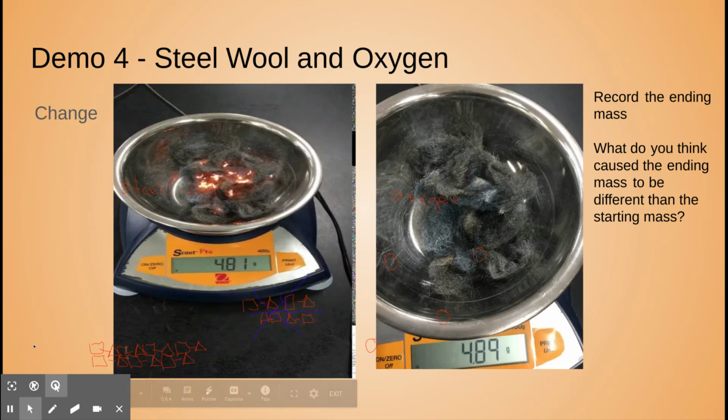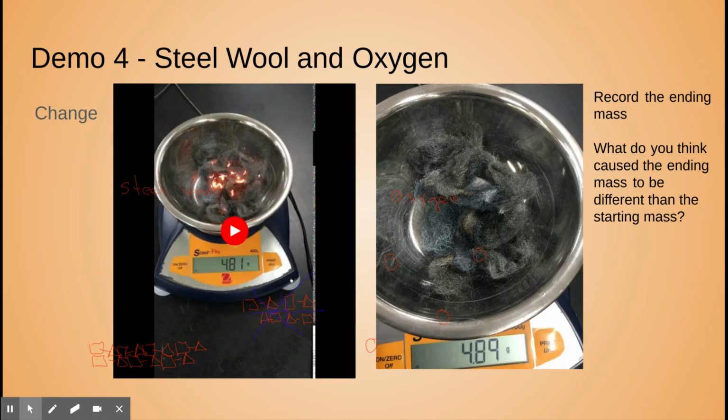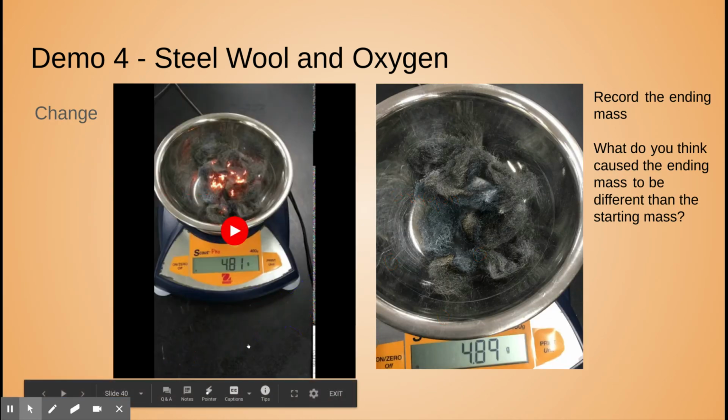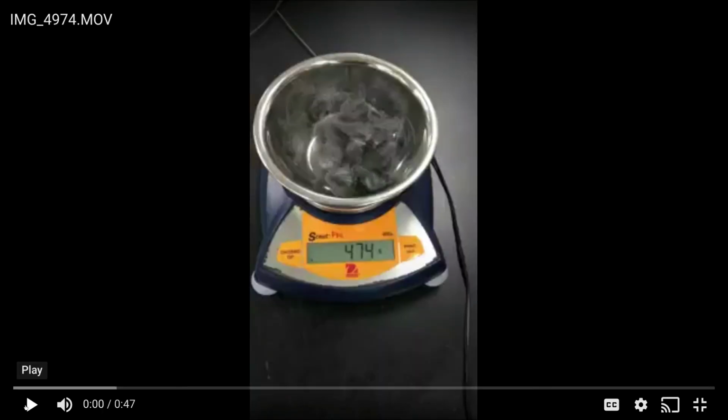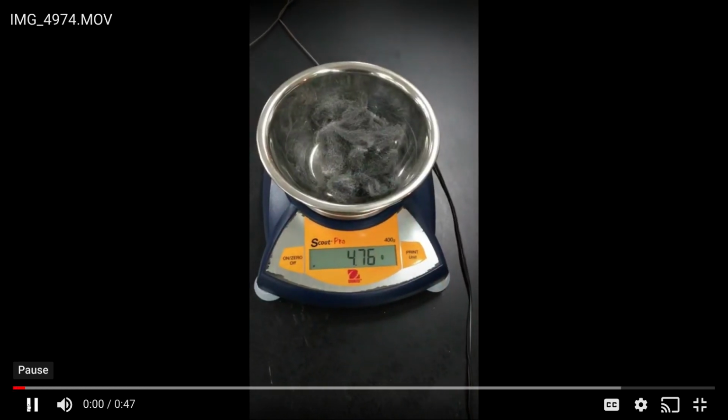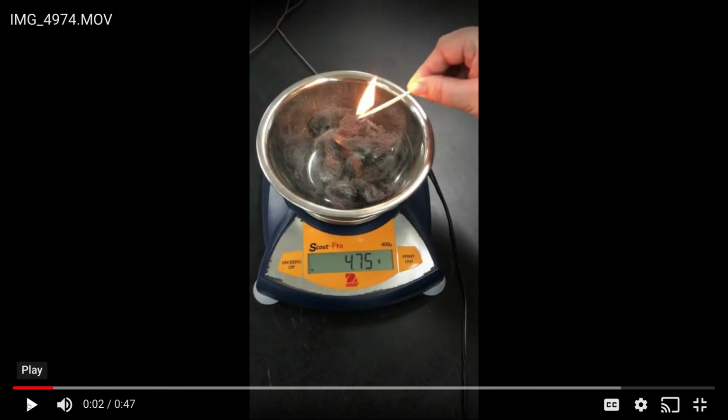All right, here we go. Now we get to see what's going to happen. All right, so here's what we're going to do. We're going to light it, and I want you to right away think about, okay, if I light something on fire, what are you going to expect to happen to the mass, and what are you going to expect to happen to the steel wool? All right, let's see if you're right.